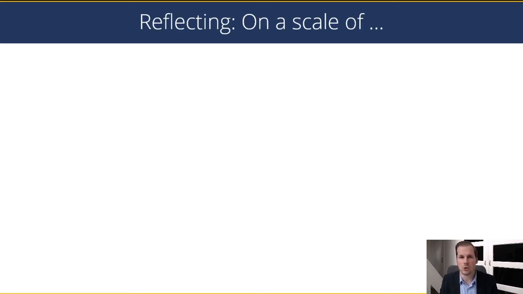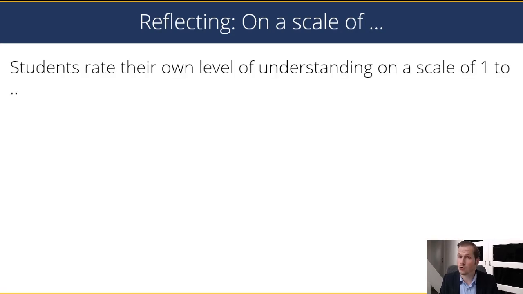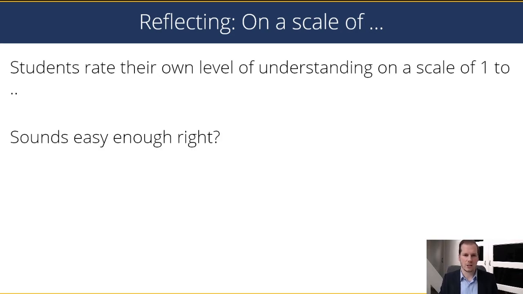Now, an activity I use almost every lesson is the activity on a scale of. It's quite simple. Students rate their own level of understanding on a scale of 1 to whatever you want. I ask students on a scale of 1 to 10, but if you find that's different in your country, or you just prefer a smaller scale, you can choose that yourself. I really like to do this because I then ask them, okay, if you feel you understand the topic of this lesson, rate it on a scale of 1 to 10, and then raise your hand if it's a 6 or higher. This is a very easy thing to do.